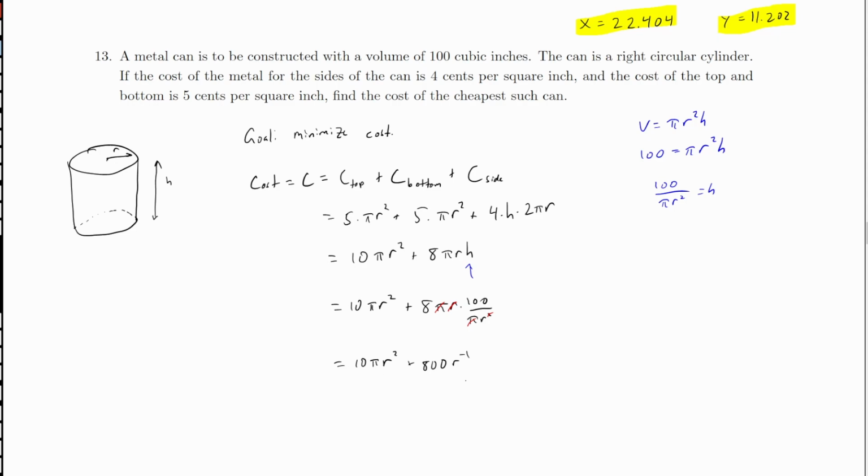So now we have cost as a function of just one variable. So we differentiate. This is a regular derivative. So 2 comes down, we have 20 pi r minus 800 r to the negative 2. I like to write that so I don't have the negative exponent, so we could write this as 800 over r squared. Okay, so now we need to find out where the derivative is 0 and where the derivative is undefined. Okay, it's going to be undefined when r is 0, but then I don't have a can, so that doesn't make any sense.